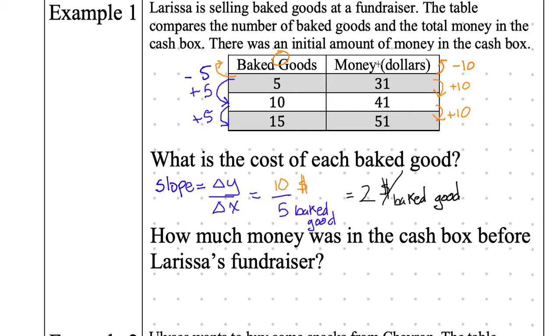Is there anyone that still has a card? Larissa? $21. There it is. $21 before she started selling anything. Cool. So that's you guys interpreting the problem, figuring out, oh, that means baked goods needs to be 0.